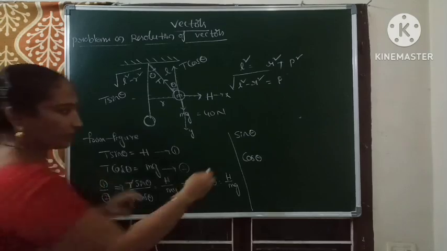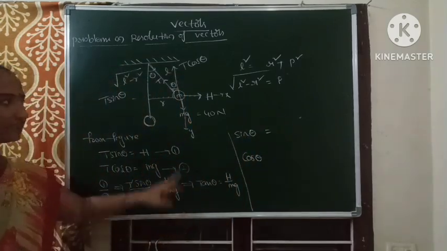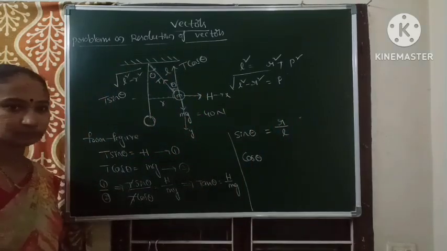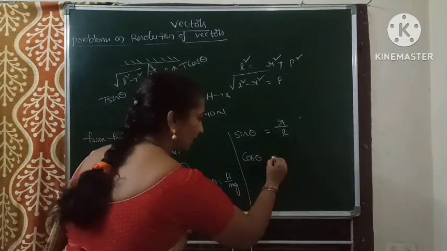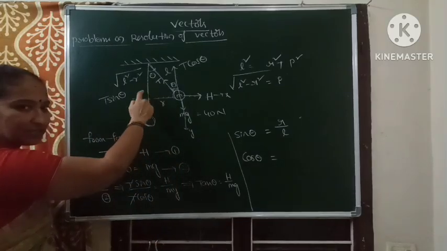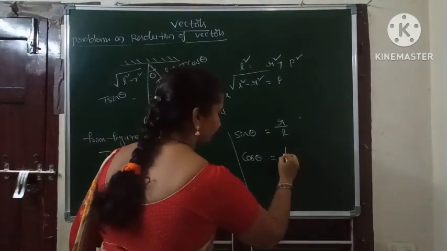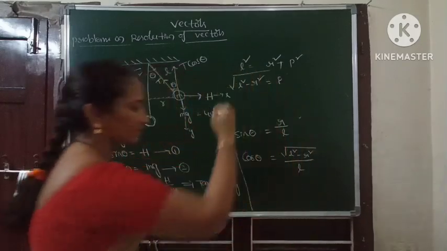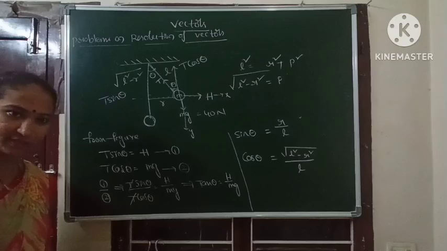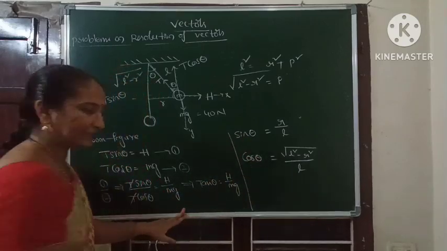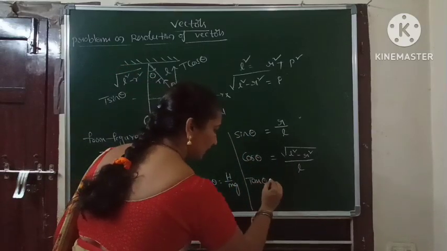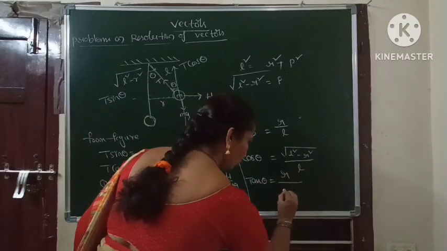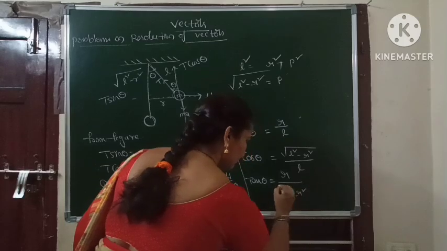Right, now you can calculate sin theta is equal to opposite R by hypotenuse L. Clear? Now you can calculate cos theta, the adjacent side for theta, root over L square minus R square by hypotenuse L. Again you can calculate sin theta by cos theta, it becomes tan theta. So tan theta is equal to sin by cos, which becomes R by root over L square minus R square. Completed.